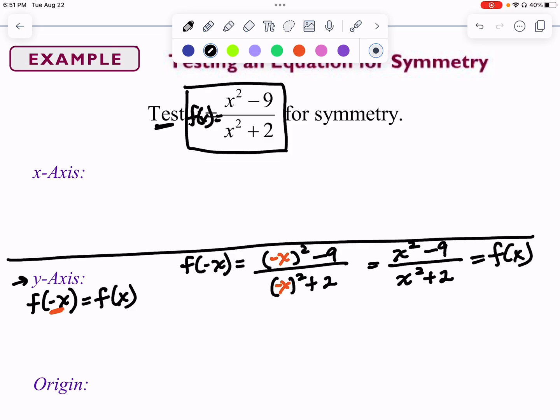So what I wrote down here, this part is actually true, which means I can comfortably say that this graph will have y-axis symmetry, which means it will be symmetric around the y-axis. I can comfortably say that. Now look at the next one.